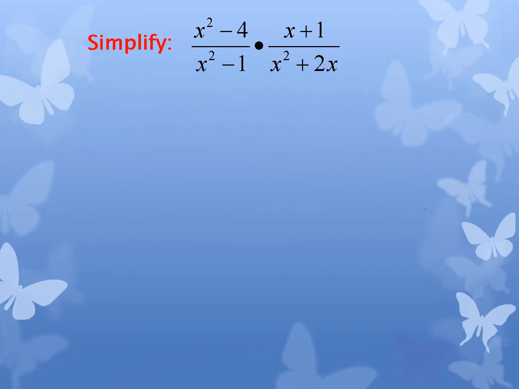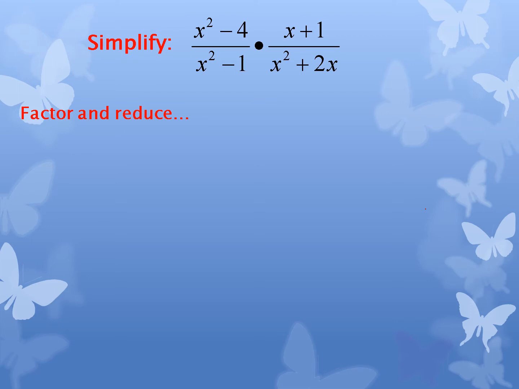All right, our next example wants us to simplify (x squared minus 4) over (x squared minus 1) times (x plus 1) over (x squared plus 2x). This is not division, so we don't have to flip and multiply, but what we do need to do is factor and reduce.